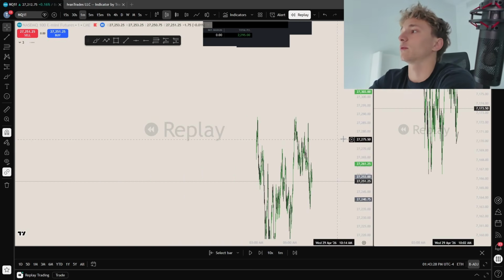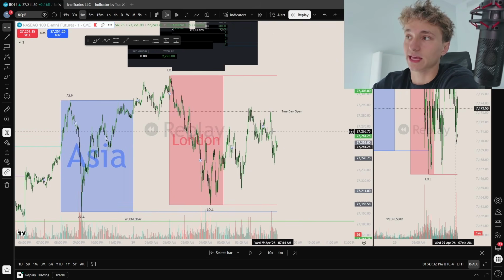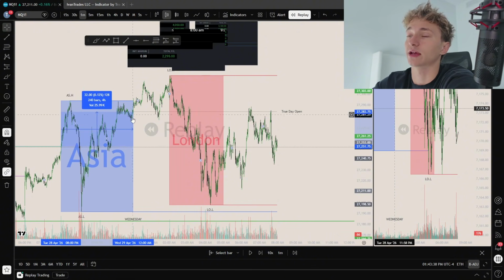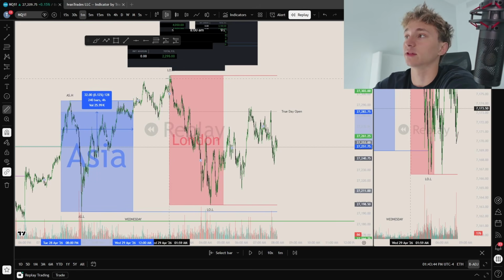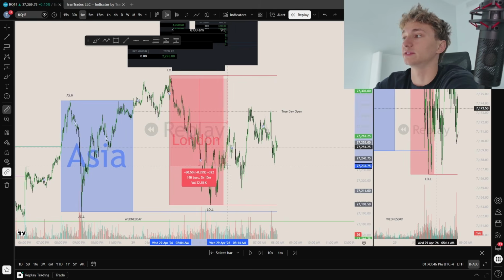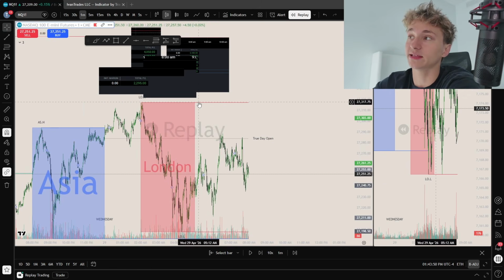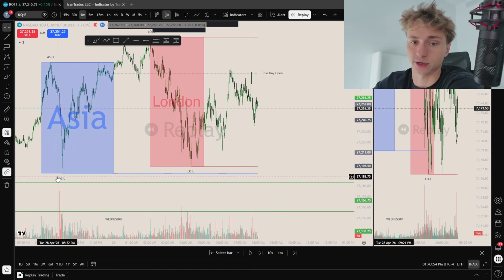So the first thing that I want to point out is how the sessions moved overnight, right? This is obviously how we get our bias. If we take a look at Asia session, this is where Asia session opened at, this is where Asia session closed at. We can see that Asia moved up 32 points. Now on the other side, we can see that London had moved down 80 points. So we had taken out Asia high, we have not yet taken out London high, and we still have London low and Asia low as valid targets.